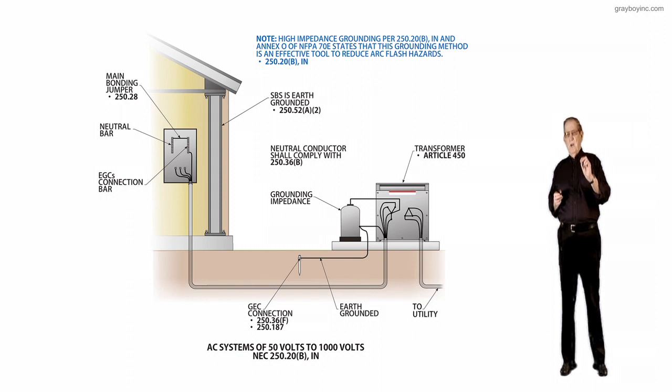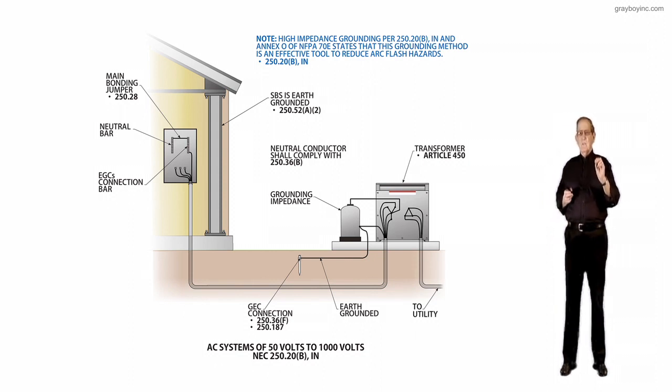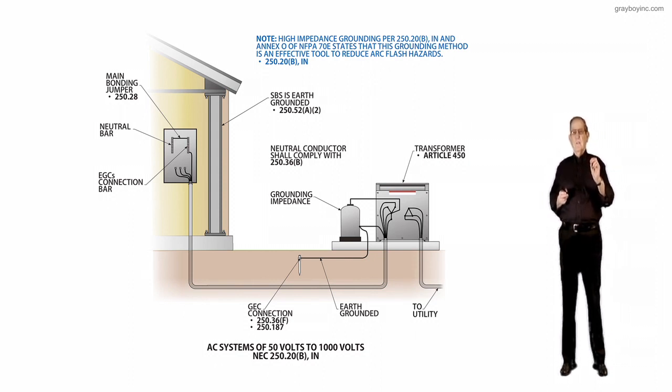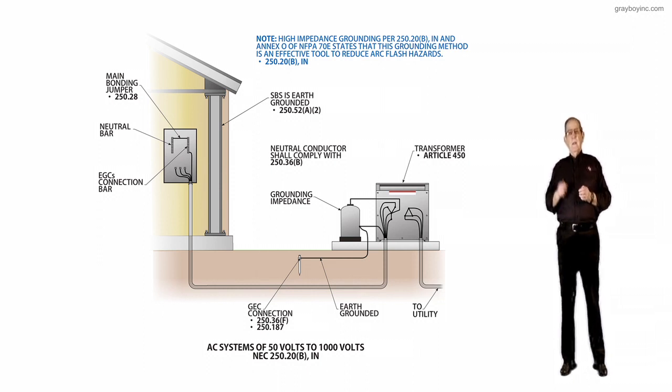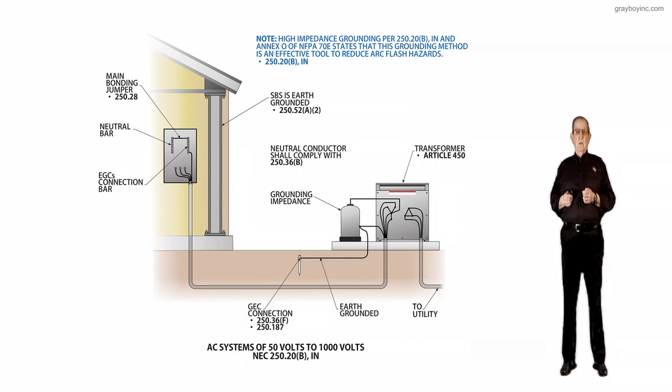250.36(F) deals with 1,000 volts or less when you're high impedance grounding. 250.187 deals with impedance grounding when the voltage is over 1,000 volts to ground. Now, the main purpose of the change here was to provide a new informational note, which was added to emphasize that high impedance grounding is an effective tool to reduce the arc flash level of energy at a given point where a ground fault, short circuit, etc. could occur.